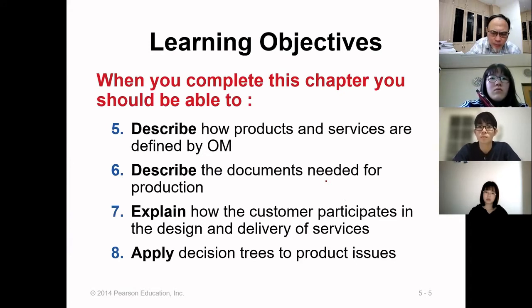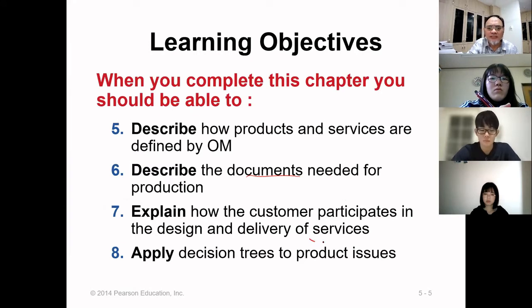Okay, so describe how products are defined by operation management, because we need to make sure operations will be able to make the products. Of course, marketing will be able to sell the products. And we want to describe the documents needed for production. I mentioned just now already, because in design it's only design drawing. So how are we going to transfer that to production?